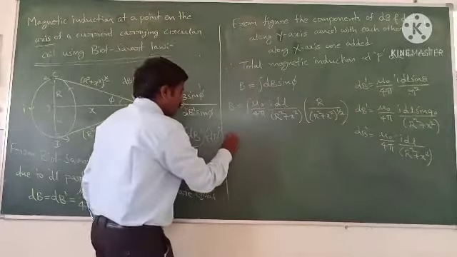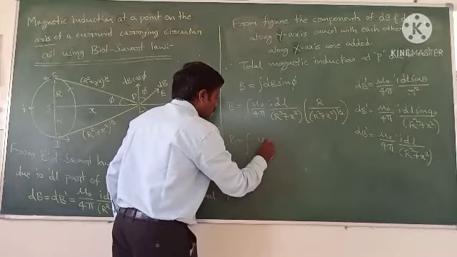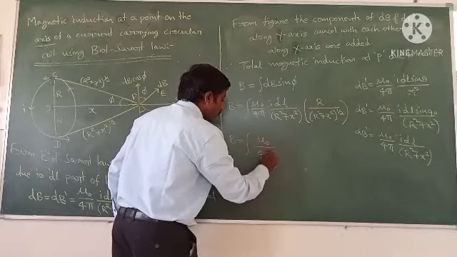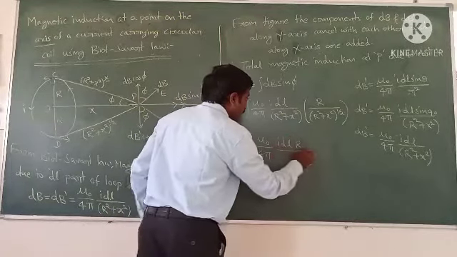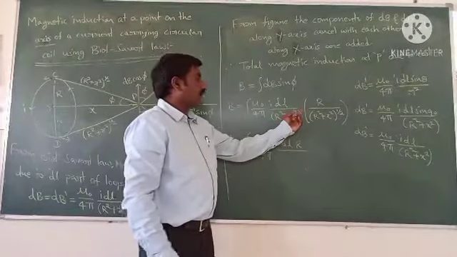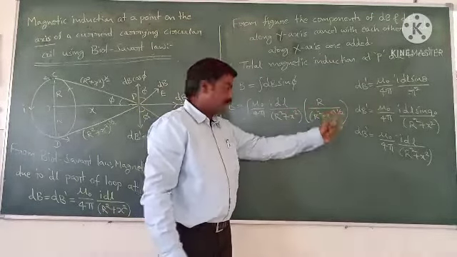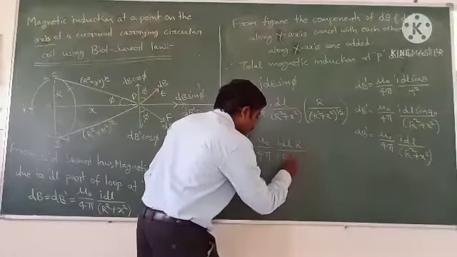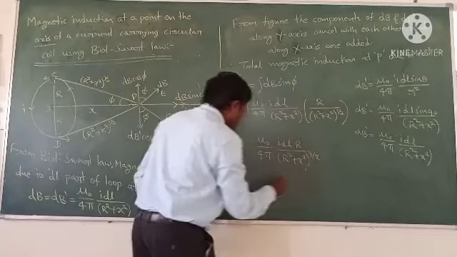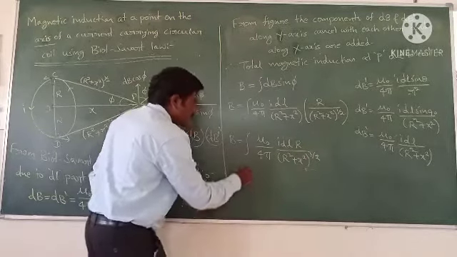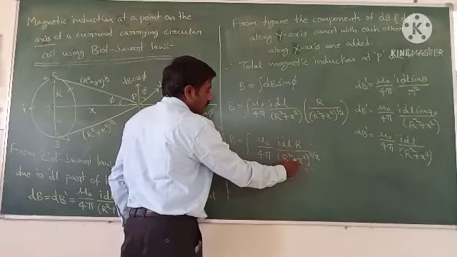Then simplify this one. So B equals integral mu naught by 4 pi I dl r by r square plus x square whole power 1 by 2 into r square plus x square whole power 1 by 2. So 1 plus 1 by 2 means 3 by 2. So r square plus x square whole power 3 by 2. So again this can be written as mu naught by 4 pi I r by r square plus x square whole power 3 by 2.